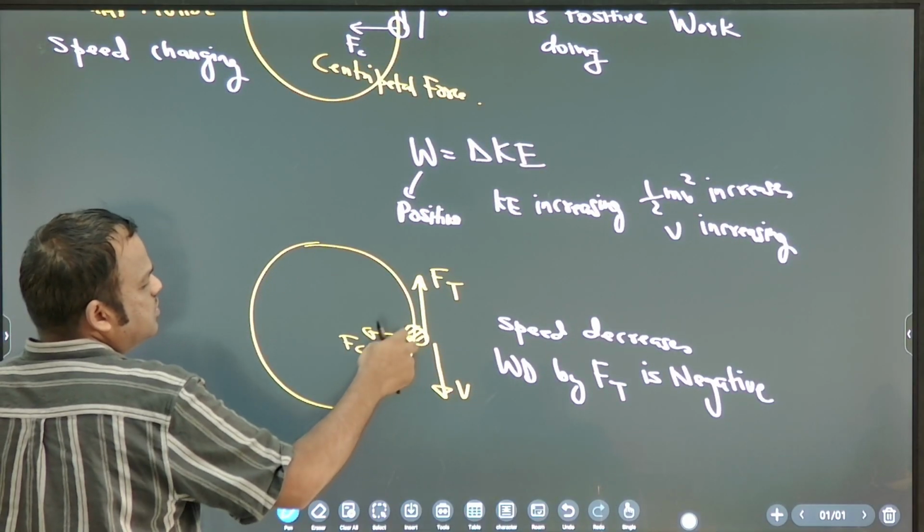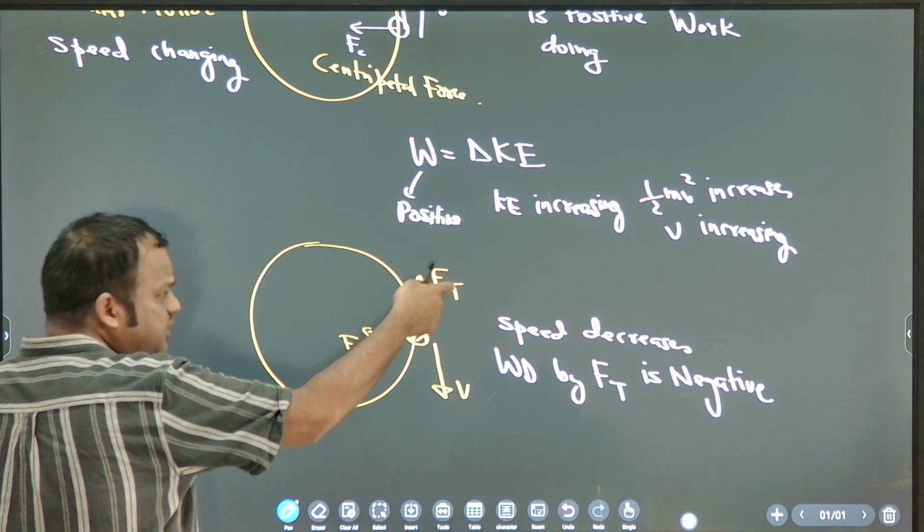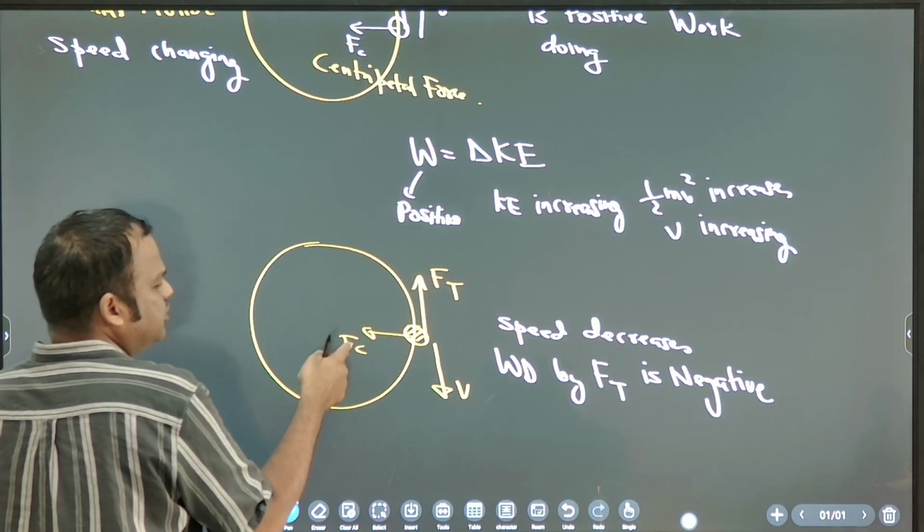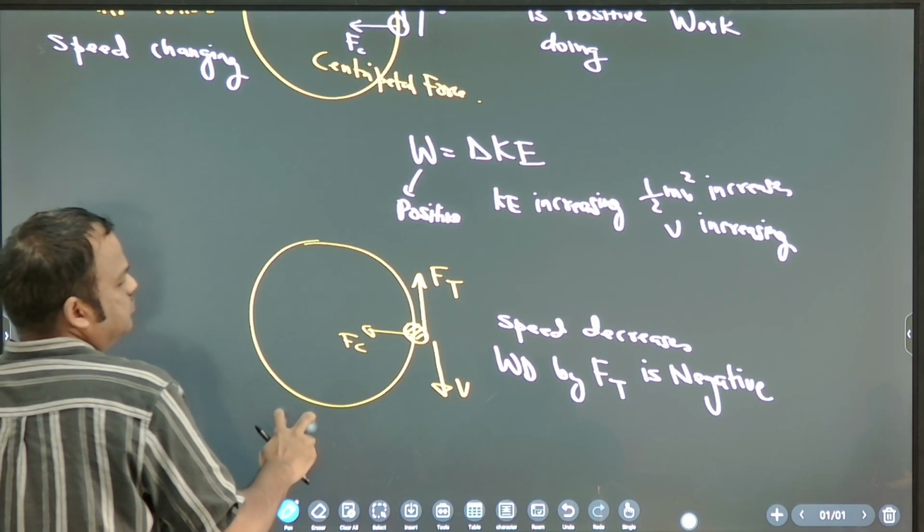This is negative work done by tangential force. Centripetal force does 0 work. Okay, fine.